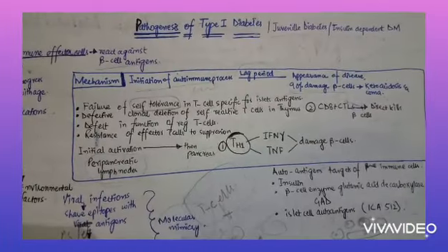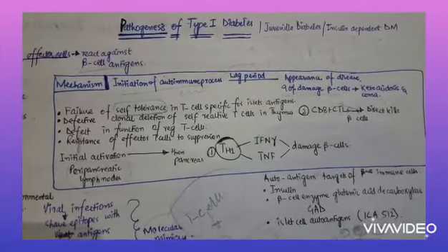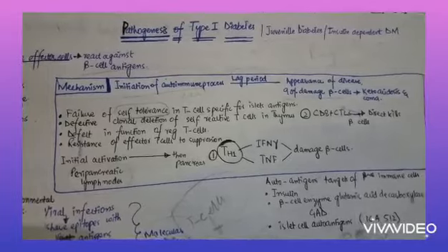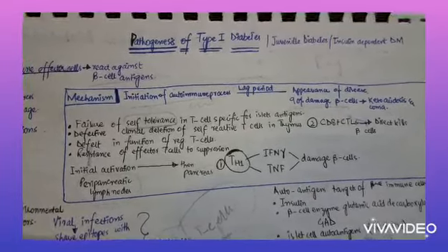Today I am going to tell you about the pathogenesis of type 1 diabetes. Type 1 diabetes is also known as juvenile diabetes, or insulin dependent diabetes mellitus. What is the difference between the pathogenesis of type 1 diabetes and type 2 diabetes?